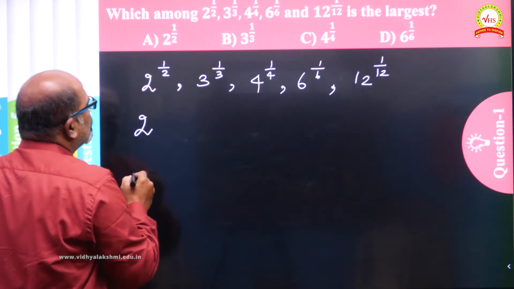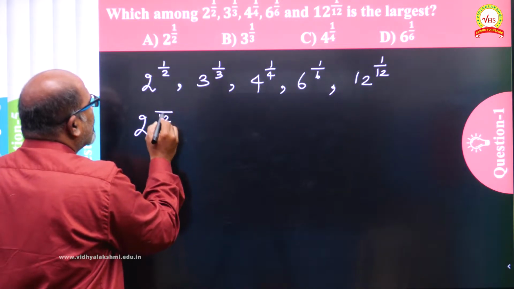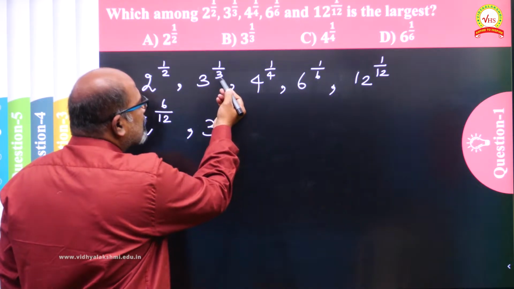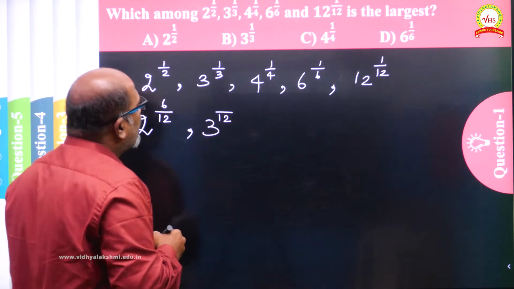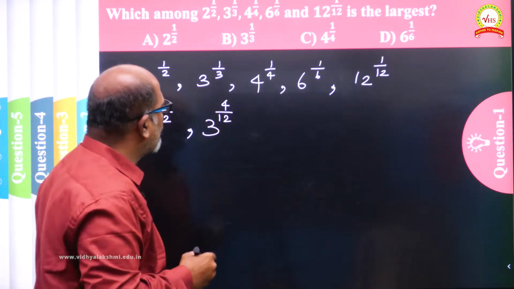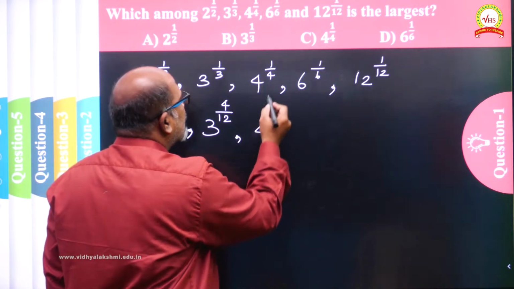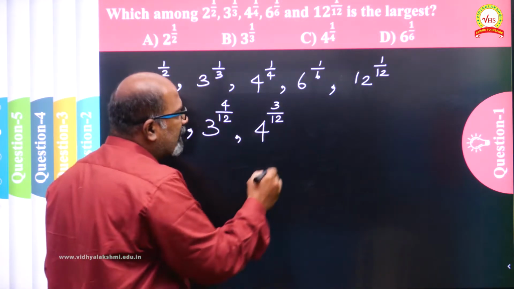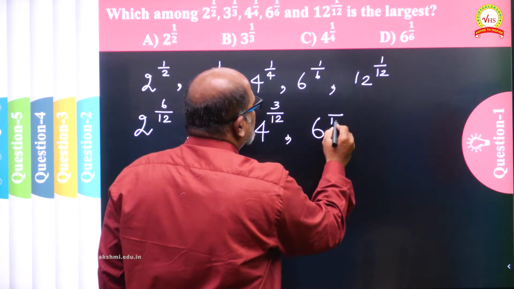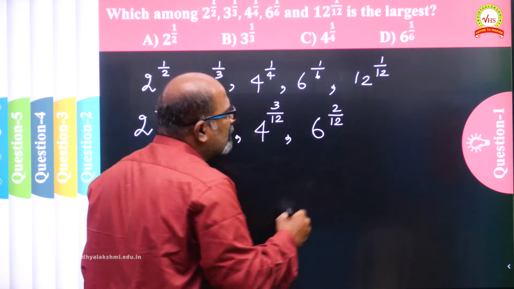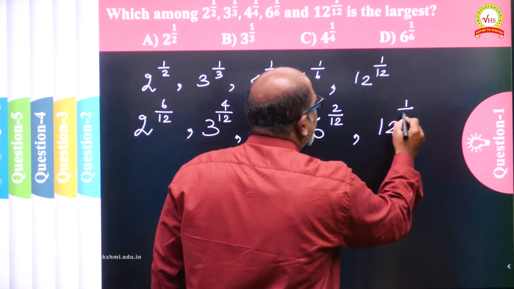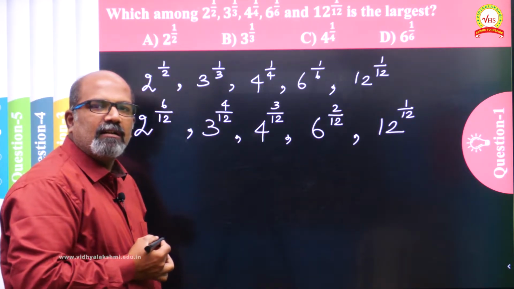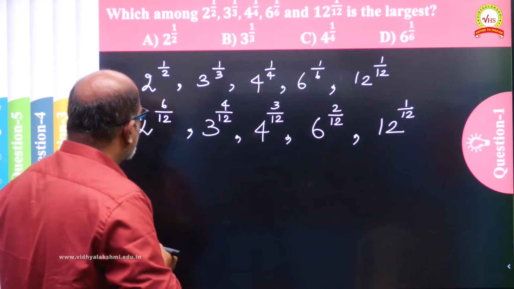So 2 to the power of 1 by 2 is going to become 6 by 12, by multiplying with 6. 3 to the power of 1 by 3 is going to become 4 by 12, by multiplying with 4, so that I have 4 in the numerator. In the same way, 1 by 4 is going to become 3 by 12, multiplying by 3 in the numerator, and 1 by 6 will become 2 by 12, with 2 in the numerator. Finally, 12 power 1 by 12, I will take the same. Now all the exponential values have the same denominator in the exponent.